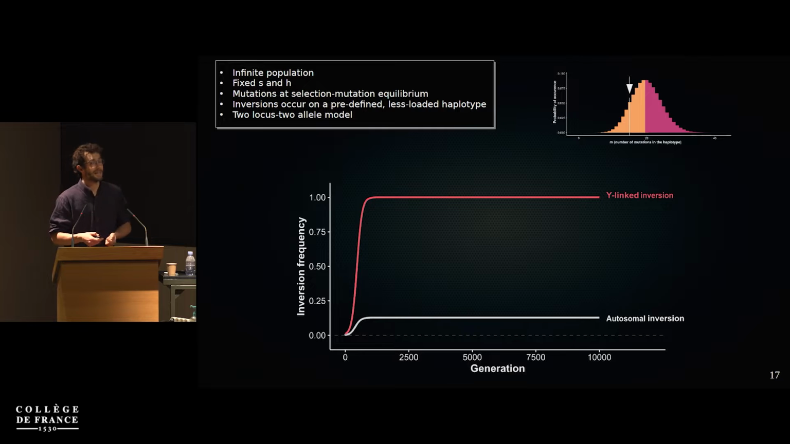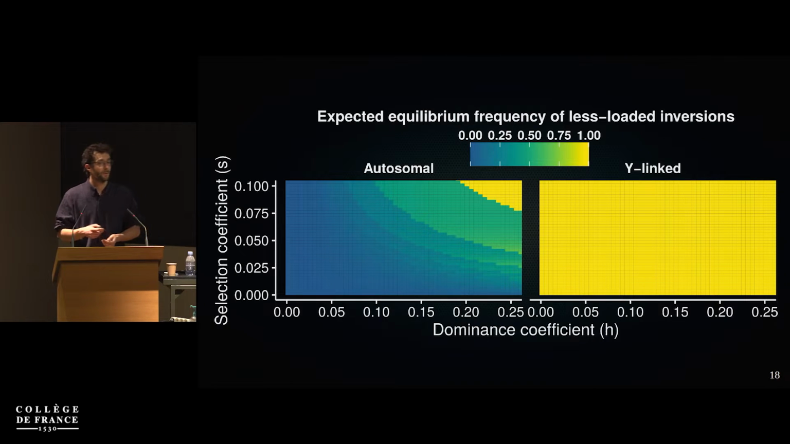So if we introduce the exact same inversion in the same population but on the Y chromosome, we observe that this inversion increases in frequency and fixes in the population of Y chromosomes. Again, this was for one combination of parameters, and we can test different combinations, and we always observe this. So inversions with fewer mutations than average should spread to fixation on the Y chromosome compared to what we see on the autosomes. This result was with a very simple model in infinite populations.